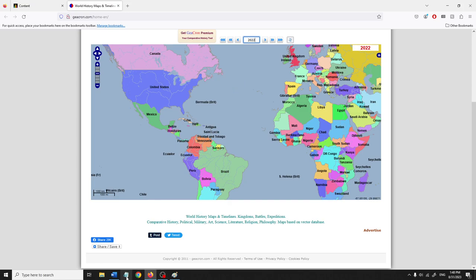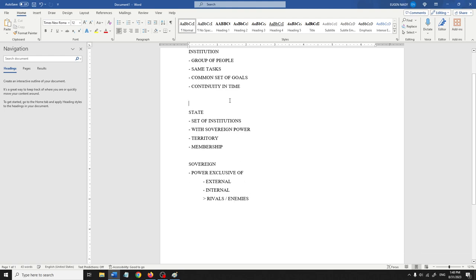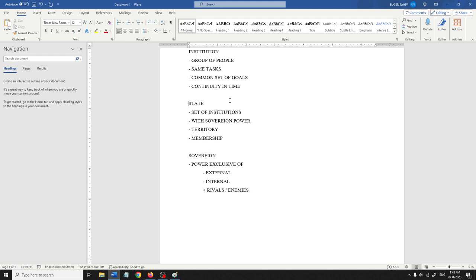Okay, well, let's go back to this definition of the state. The modern state is a set of institutions with sovereign power over a territory and a membership. Notice that we talked about how this modern set of institutions projects sovereign power over a territory. But what about this membership thing? Because the definition is only complete with the membership part.